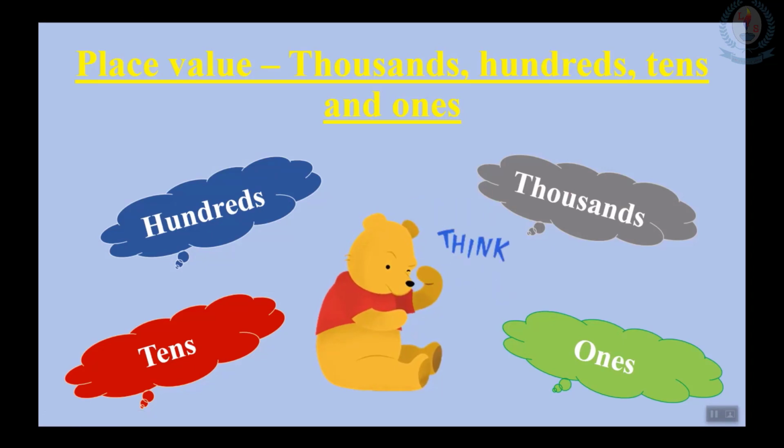The second subtopic is place value, that is thousands, hundreds, tens and ones. Here we are going to learn about thousands, hundreds, tens and ones. What are those places? Do you know? What are thousands? What are hundreds? What are tens? And what are ones? We'll go to the first example.